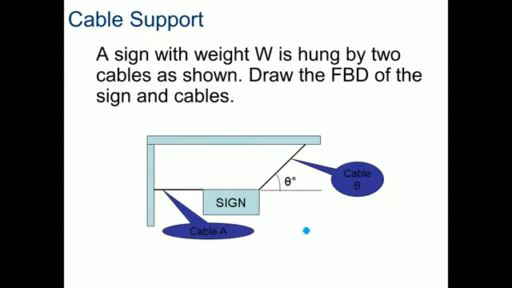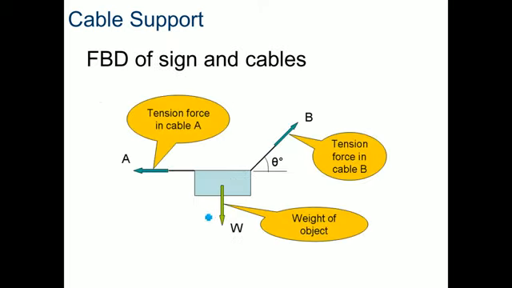Let's look at a cable support in a different way. Here we have a sign being held up from an angled cable and from this cable that's going off horizontally. This keeps the sign from moving around a lot. You do see these quite often. Right off the bat, let's also remember I have two cables. The sign is hanging from both. The force of tension in both cables is exactly the same.